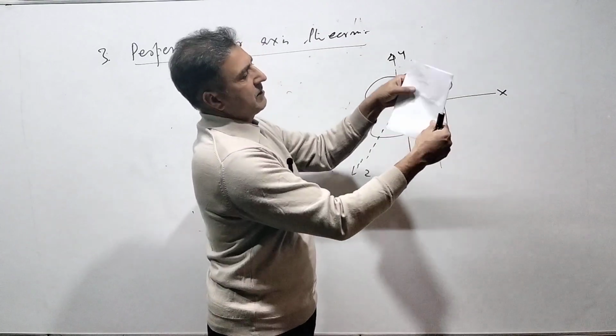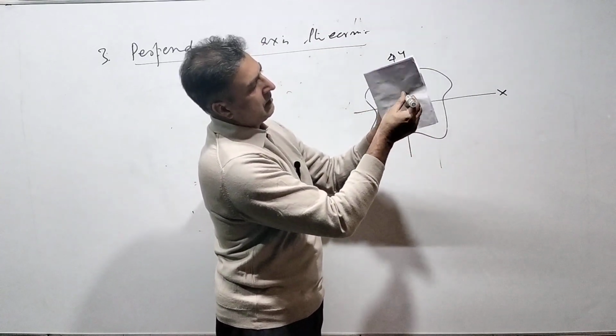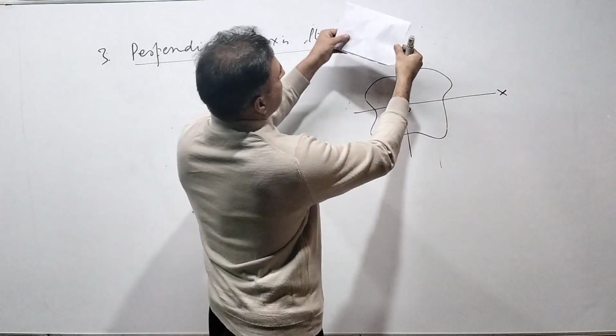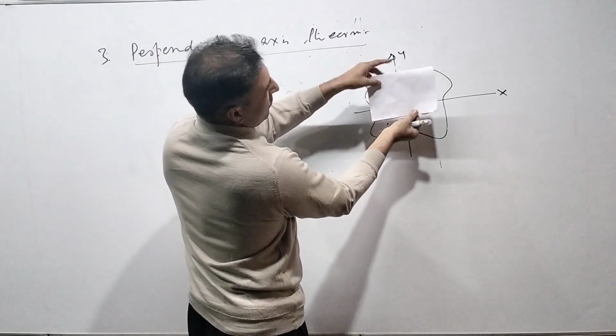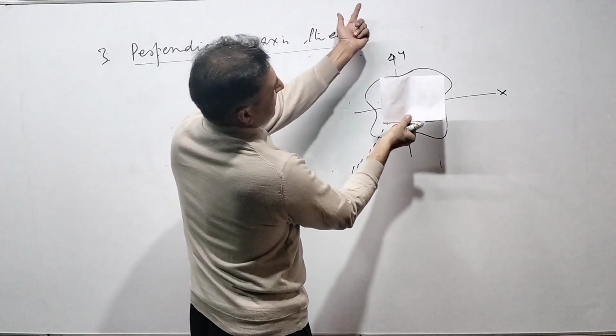If it rotates like this, it is the z-axis. If it rotates like this, it rotates about the z-axis. If it rotates like this, it rotates about the x-axis. If it rotates like this, it rotates about the y-axis.